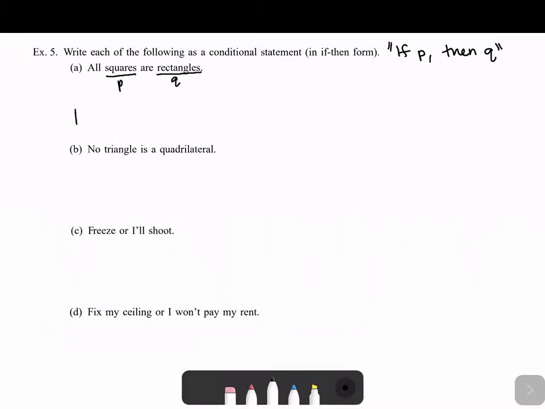If it is a square, or if the figure is a square, then what is this statement telling us? We know that all squares are rectangles. So if it's a square, then it is a rectangle. This is the if-then form. These two statements, even though they look really different, say the exact same thing: all squares are rectangles is the exact same thing as if it's a square, then it's a rectangle.